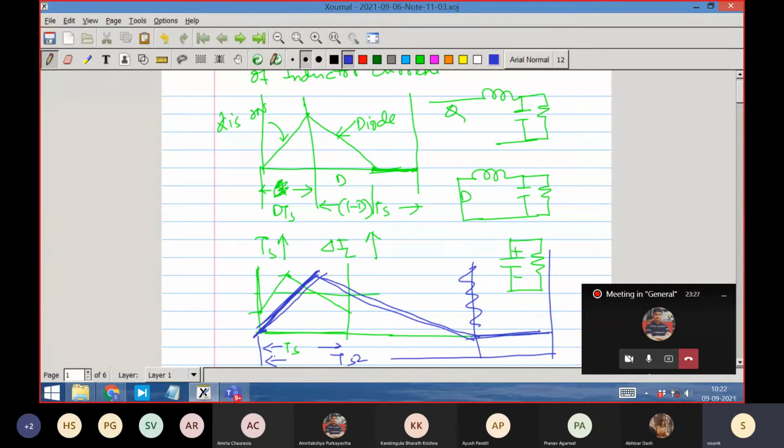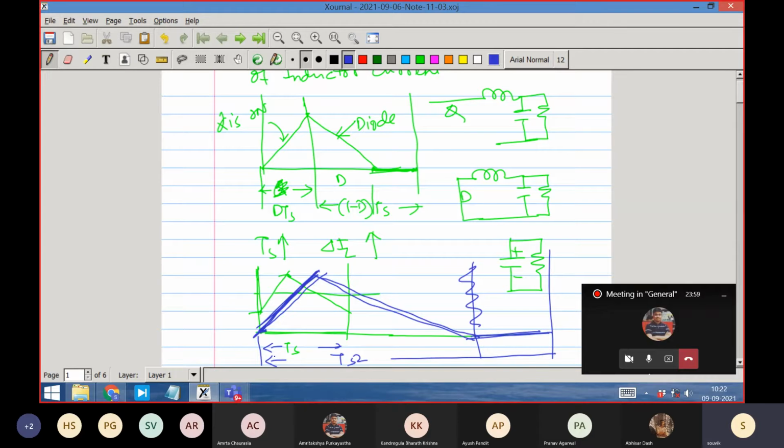Another reason how it can happen is if you change the TS, because TS affects the delta IL. So therefore it can land up with that, and obviously it can happen if you change the value of the inductor. The higher the value of the inductor, it tends to go towards continuous conduction mode. The lower the value of the inductor, it tends to go to discontinuous conduction, because clearly L affects delta IL. So this way the converter goes into a different mode called discontinuous conduction.